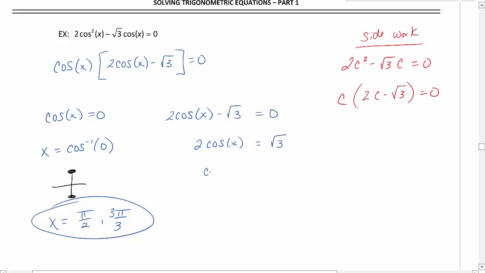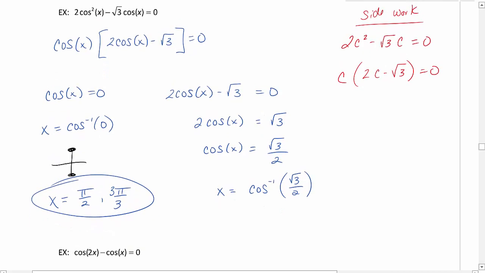And then we'll divide by 2. That gives us cosine of x is equal to square root of 3 over 2. I'm happy to see square root of 3 over 2 because that's a known value on the unit circle. So x is going to be cosine inverse of square root of 3 over 2. Now we just have to figure out what values on the unit circle, what angle measures, cosine has that positive square root of 3 over 2. That's the long side of a 30, 60, 90 triangle.